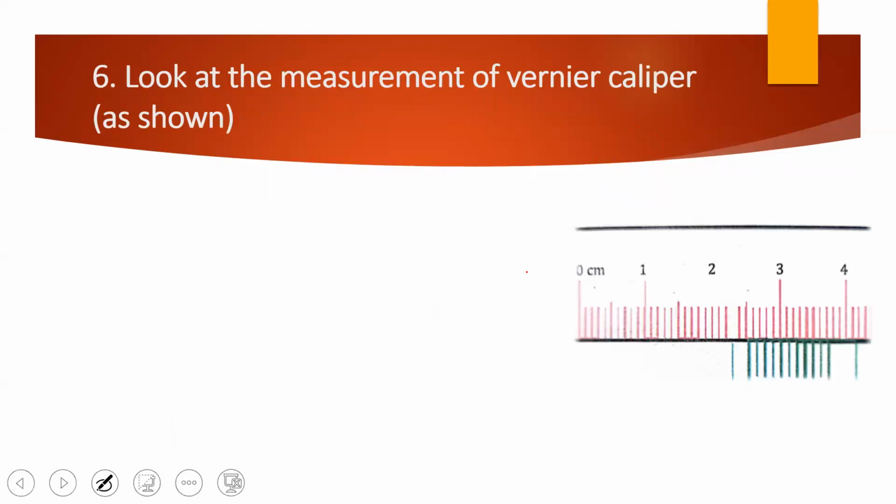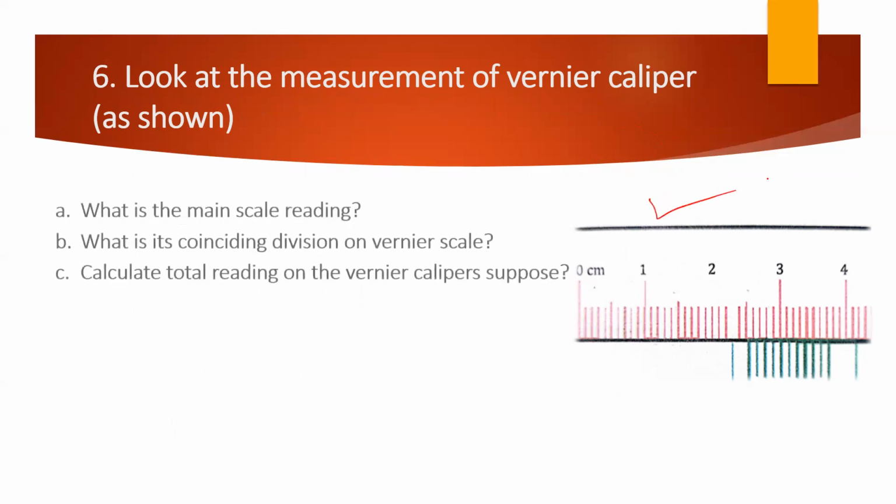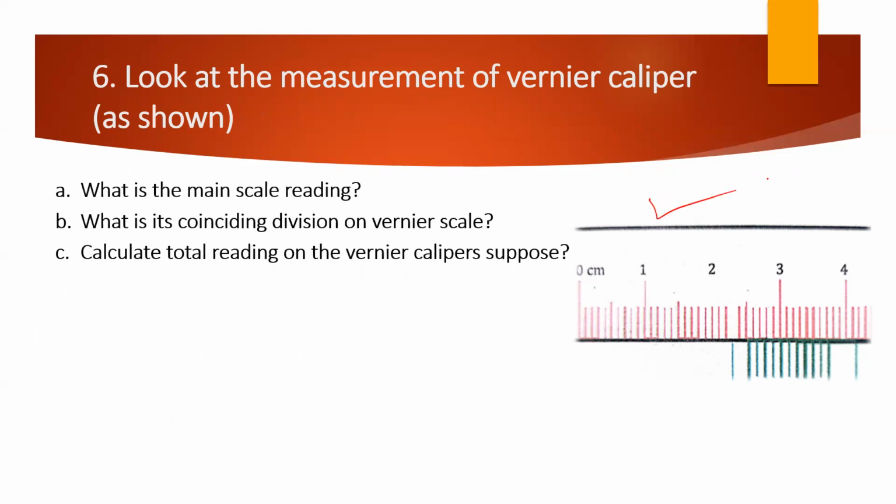Come toward the sixth question. Look at the measurements of the vernier caliper as shown. This is a vernier caliper; you can see it here in this figure, right? What is the main scale reading, what is its coinciding division on the vernier scale, and calculate the total reading of the vernier caliper. So the first question is part A: what is the main scale division? You will count from this point. This is what is called the main scale division. If you calculate this, you will get that the main scale reading is 2.3 centimeters.